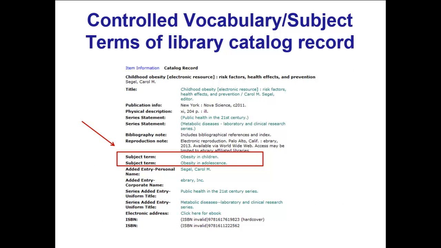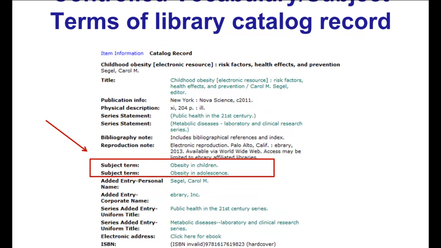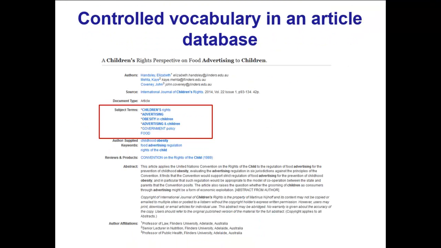Here's a picture of controlled vocabulary and subject terms in our library catalog. This is referring to the CiRCE Dynix catalog database. And as you can see, the controlled vocabulary are those subject terms that are showing up right there: obesity in children, obesity in adolescents for this particular record. Now here's the same thing in Academic Search Complete.